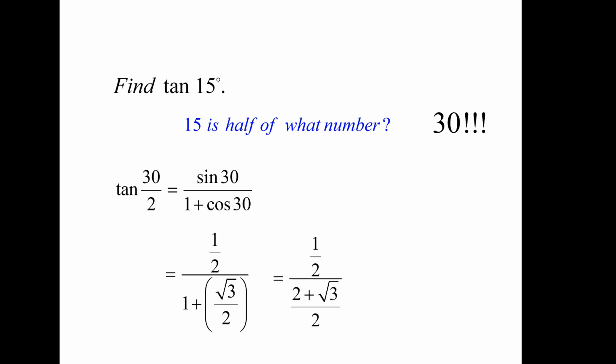And then simplify it a little bit more, but before you do that, you want to combine the denominator first. So 2 plus root 3 over 2 for the denominator. And then this one, you want to flip it over, or you multiply by the reciprocal, so the 2 got canceled. And then you want to rationalize it, so 2 minus root 3 over 1, which is 2 minus root 3.